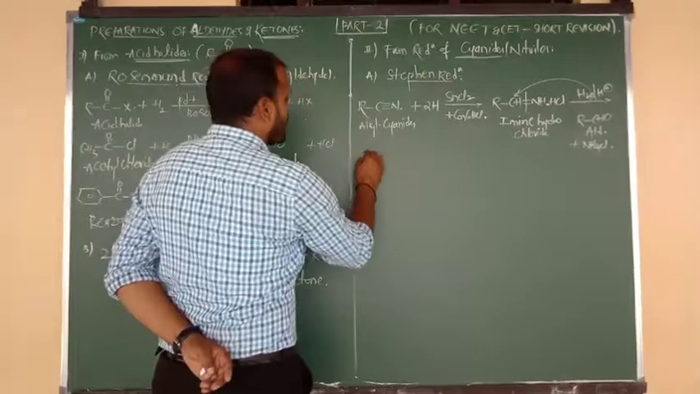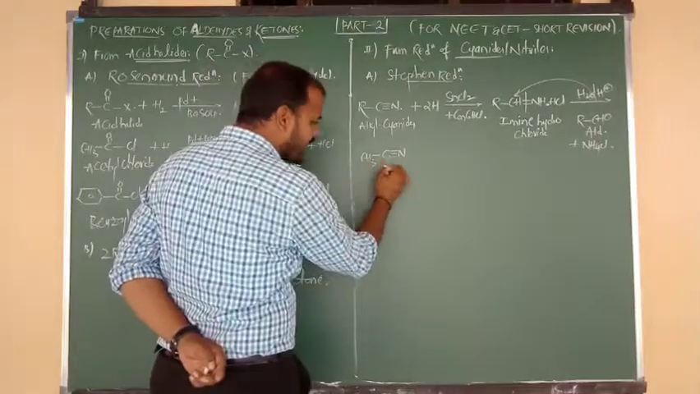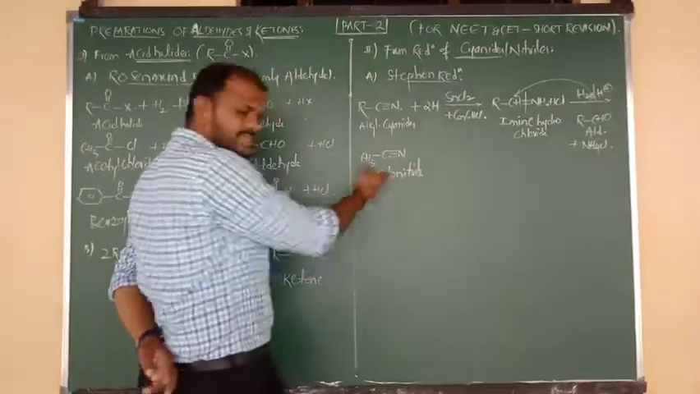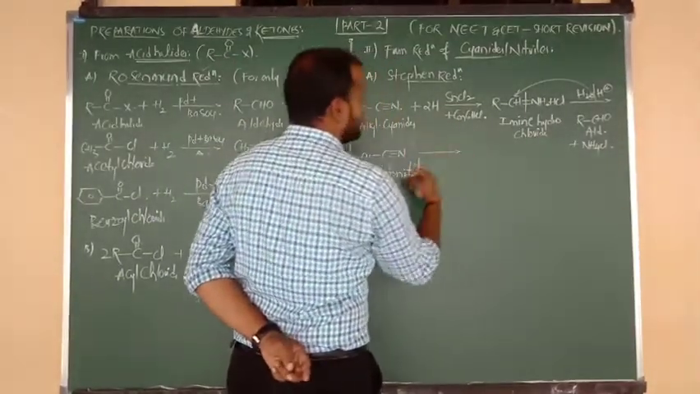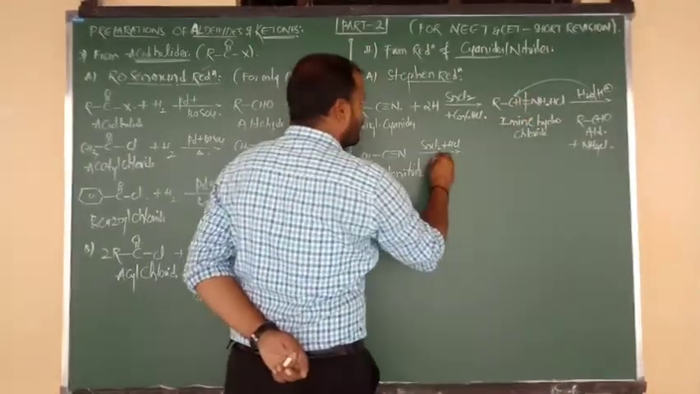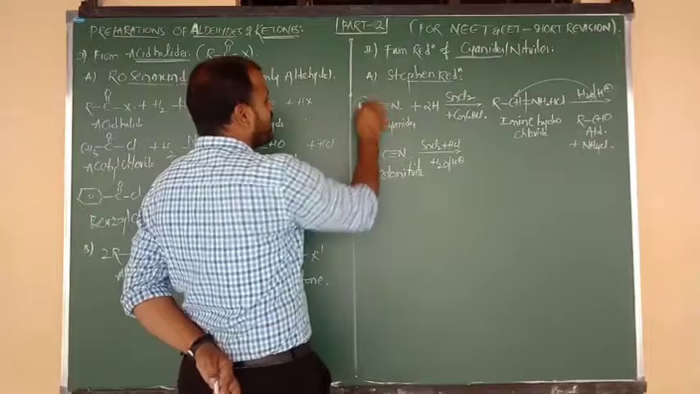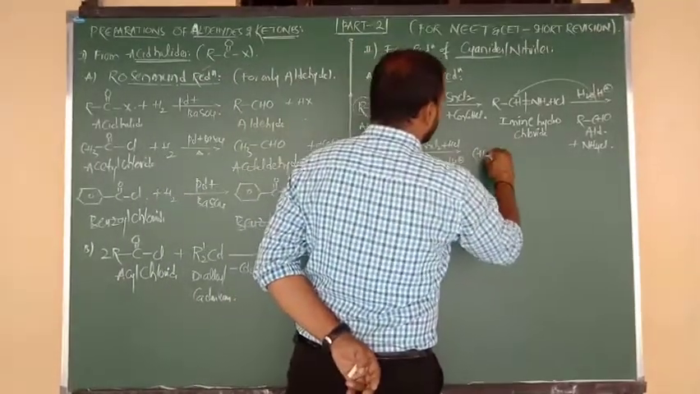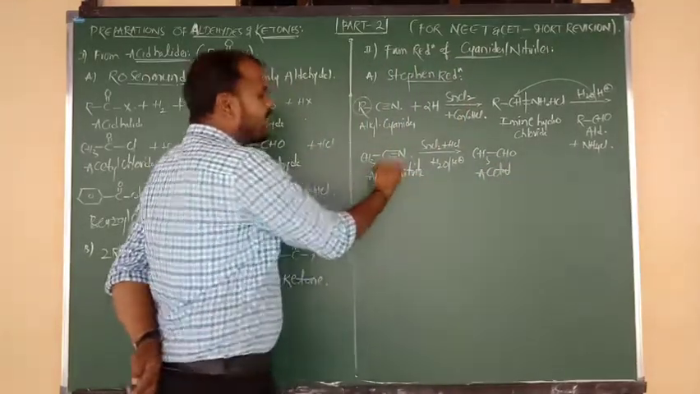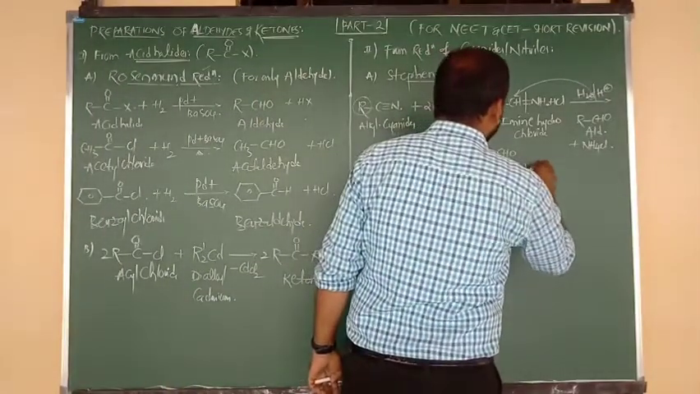Now in place of R, I am going to write CH3 bonded to C triple bond N, which is methyl cyanide, and another common name is acetonitrile. Acetonitrile upon Stephen reduction by using SnCl2 plus concentrated HCl, followed by hydrolysis, gives the final product. In place of R we have taken CH3, so here you get acetaldehyde, CH3CHO. So methyl cyanide or acetonitrile on Stephen reduction gives acetaldehyde.